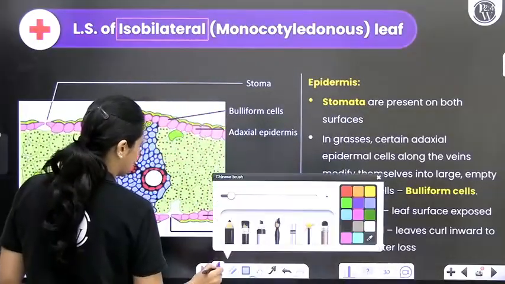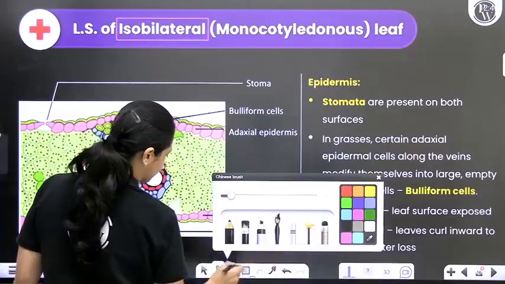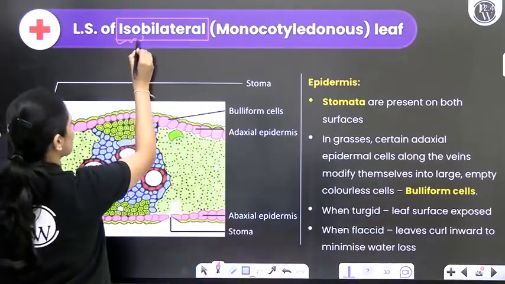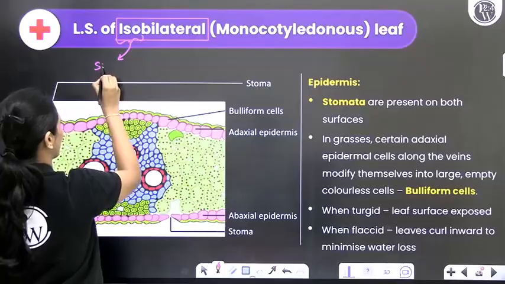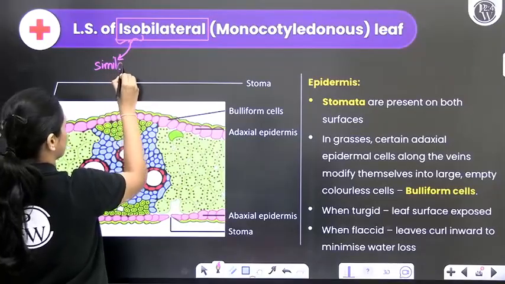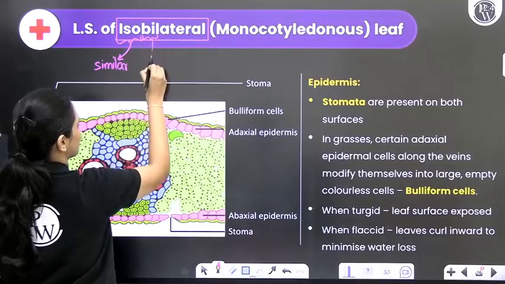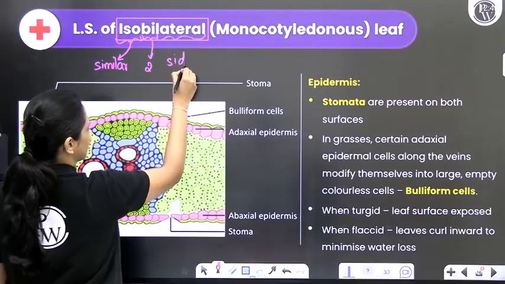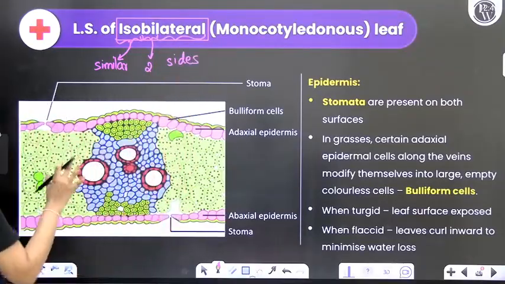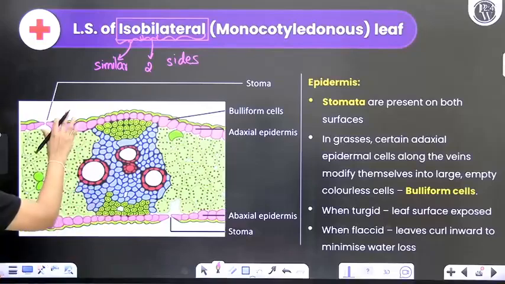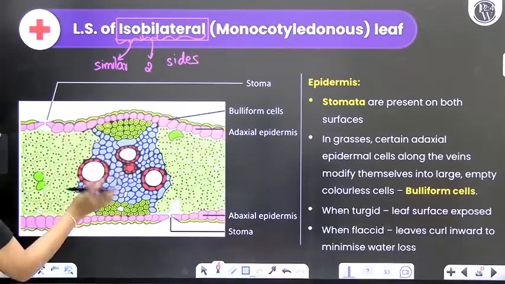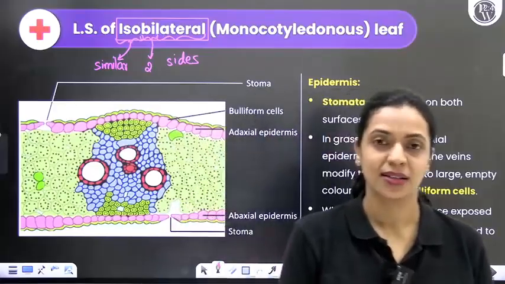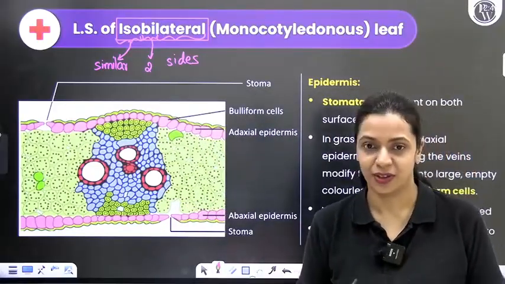Iso means what? Iso means isogamy, you know, similar. Bi means two. Lateral means sides. So, in an isobilateral leaf, the adaxial and abaxial epidermis will appear similar. There is no clear distinction between the upper and lower layers. So, it is called isobilateral leaf.